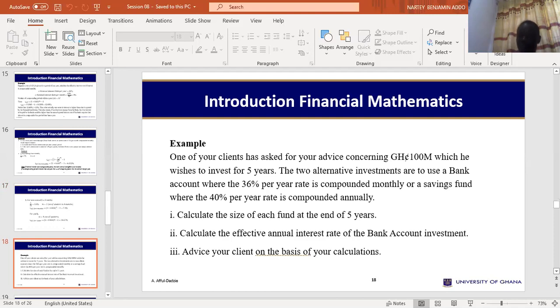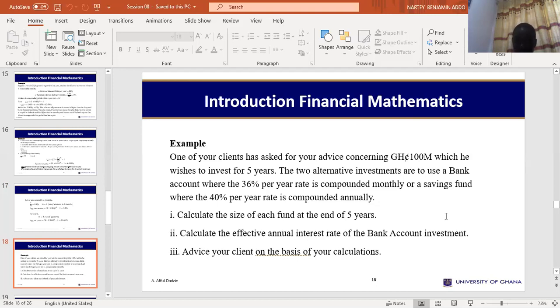The two alternative investments are to use a bank account where the 36% per year rate is compounded monthly. So this one, the nominal rate is 36%, but the multiple compounding is every month. So you are going to divide the 36 by 12, and that will be 3% every month.